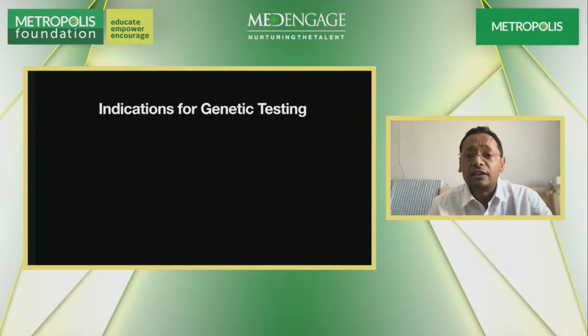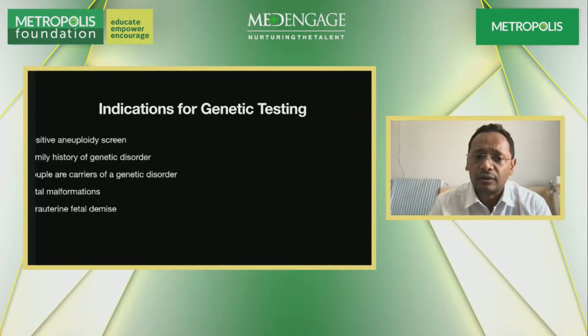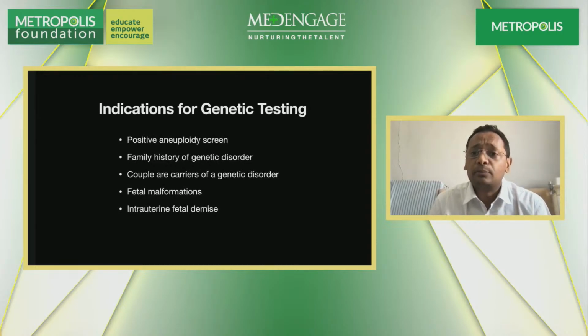Now, what are the indications for genetic testing? All right. A positive aneuploidy screen, family history of a genetic disorder, couple are carriers of a genetic disorder, fetal malformation, or an intrauterine fetal demise. These could be an indication for getting a genetic test.